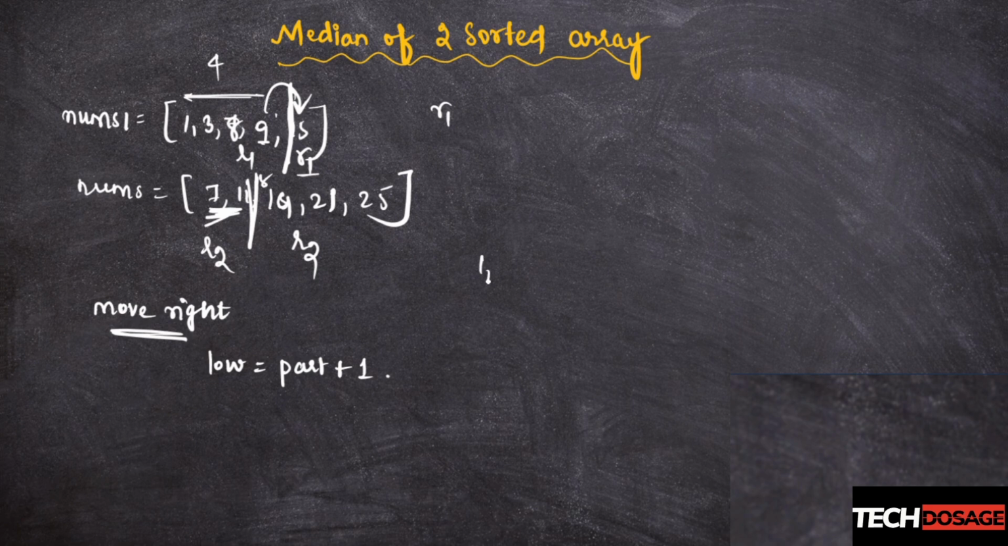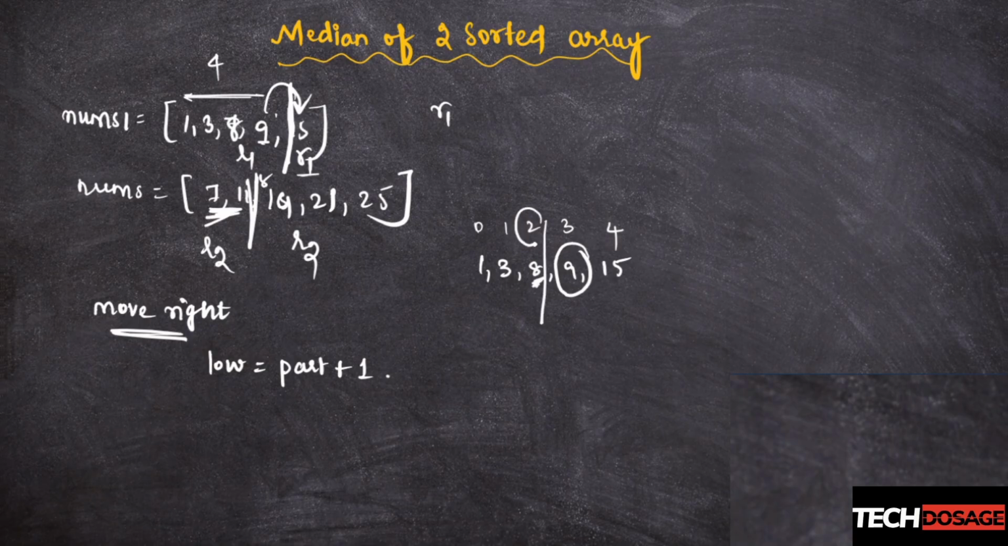So 1, 3, 8, 9, 5. So my midpoint should be here. Okay. So previously I had my partition here.